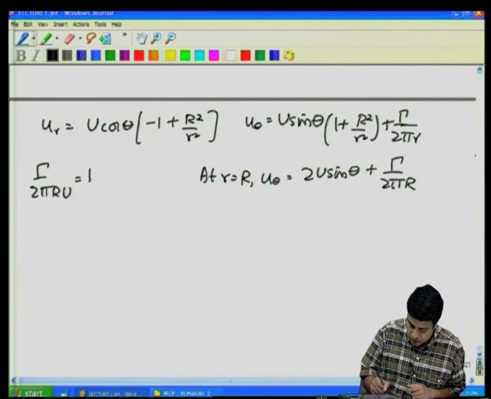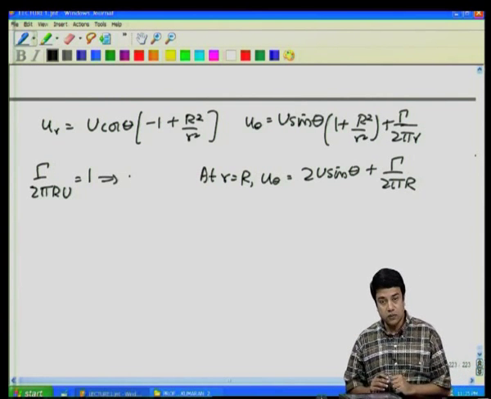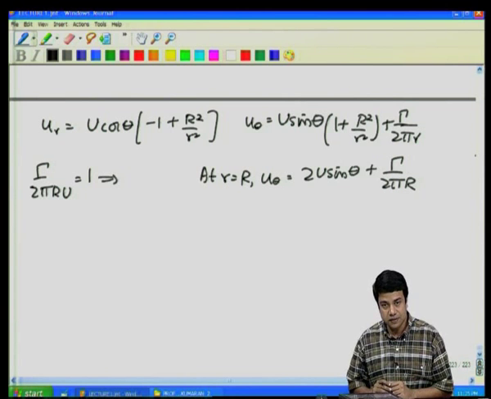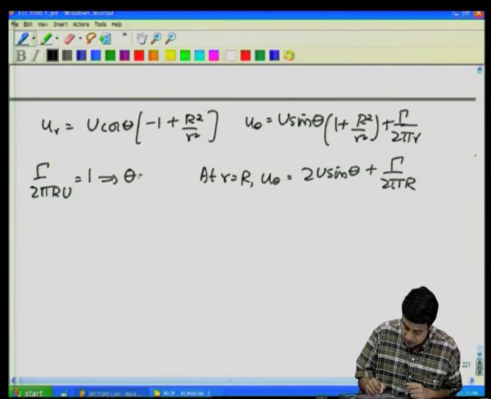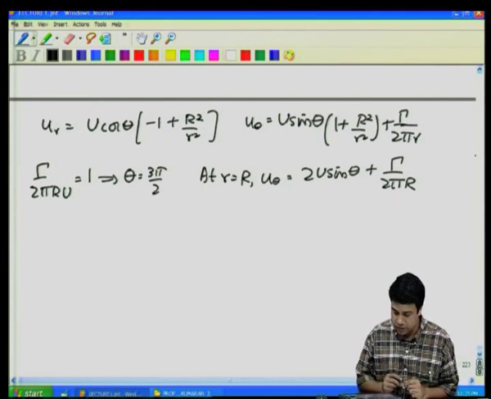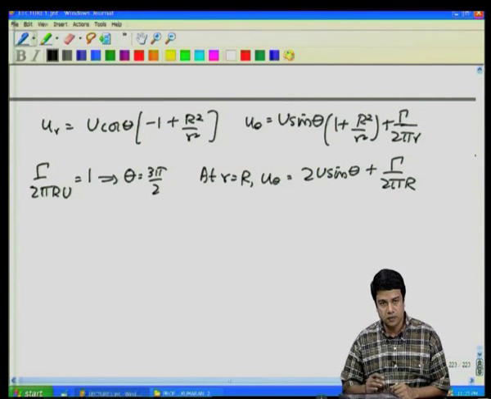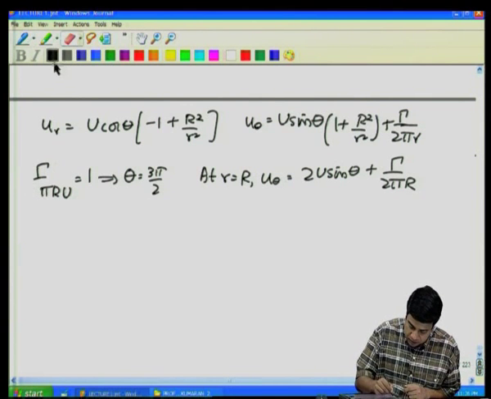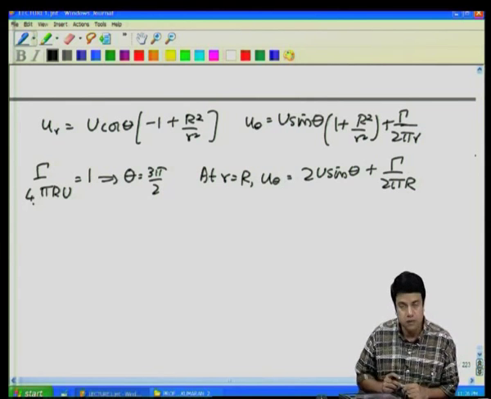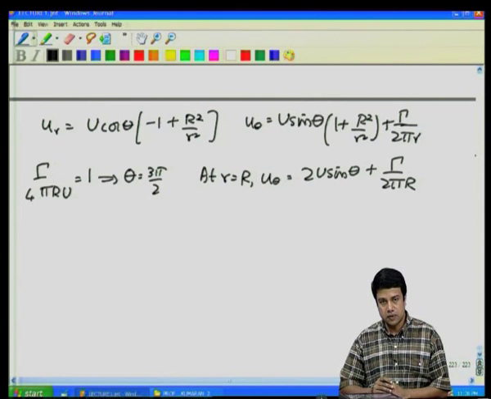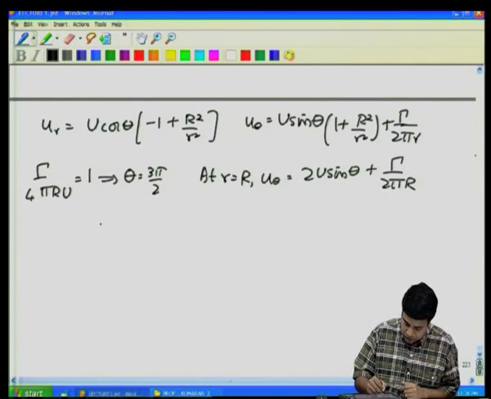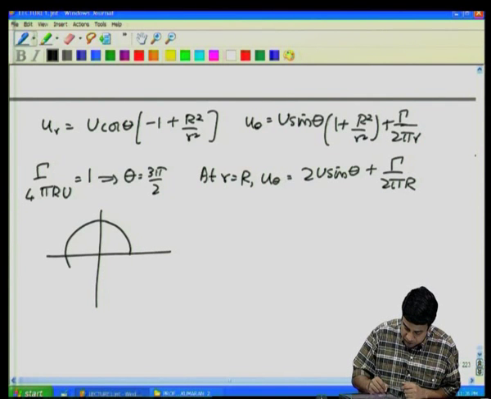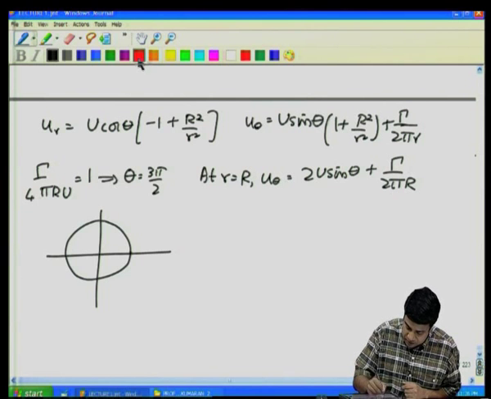Now exactly at Γ/(4πRu) = 1, this implies that u_θ = 0 when sin θ = −1, that is, when θ = 3π/2. u_θ is identically equal to 0 if Γ/(4πRu) = 1 at θ = 3π/2. Okay. So in this particular case this will correspond to only one stagnation streamline.